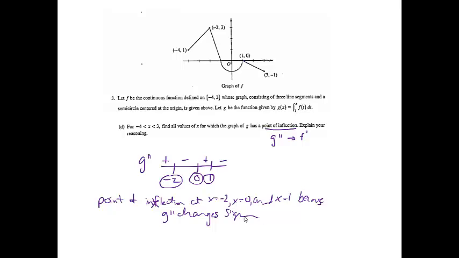Okay, and this part of the problem was worth 1 for getting the right points of inflection, and then 1 for the explanation. So hopefully this was a pretty straightforward problem for you, and you did okay on it.